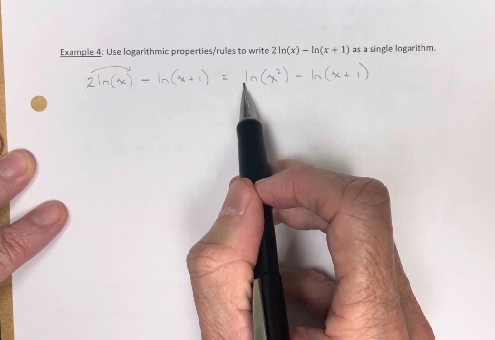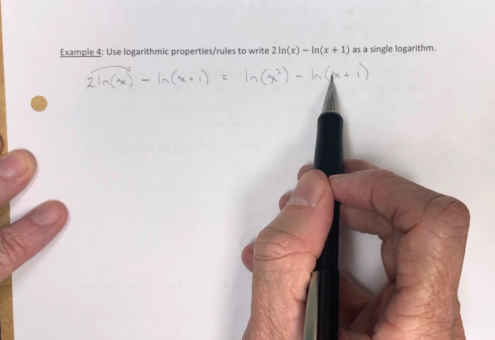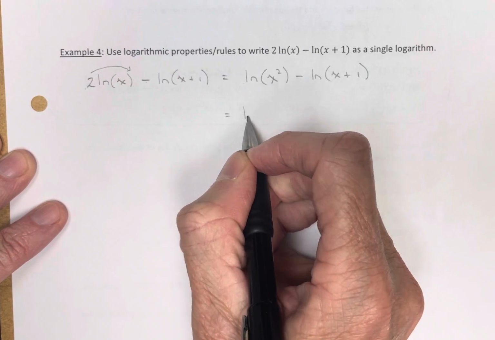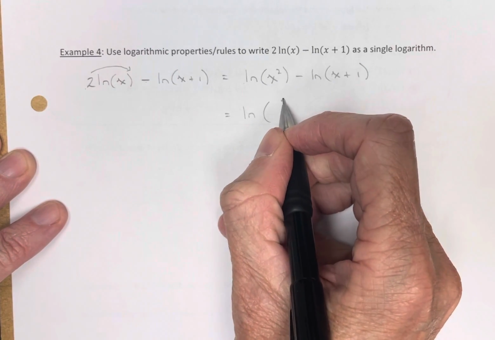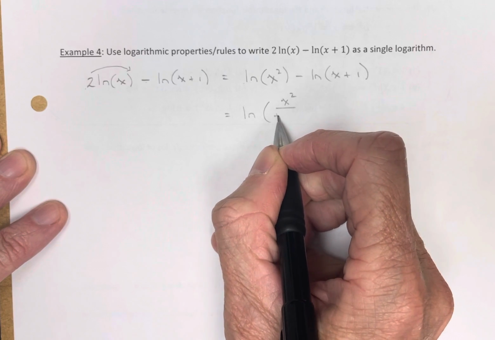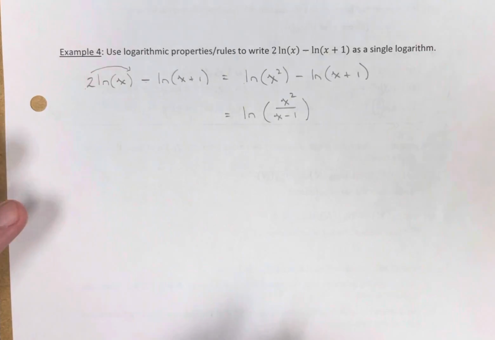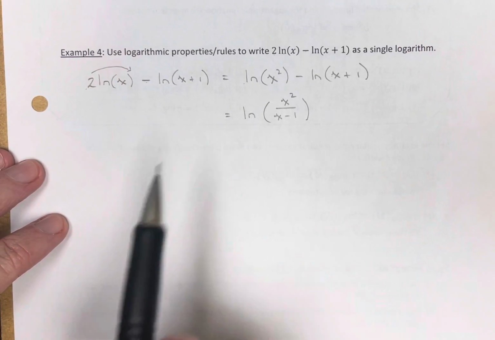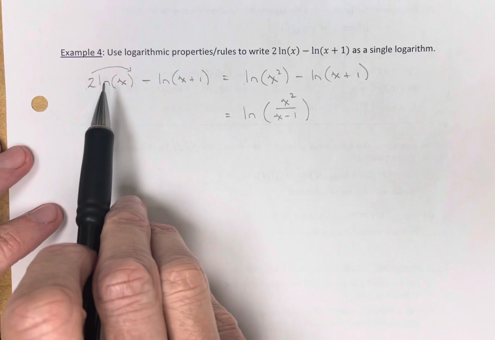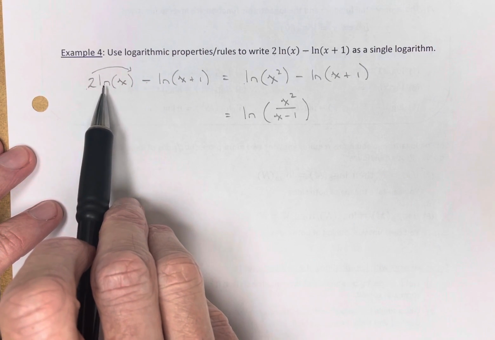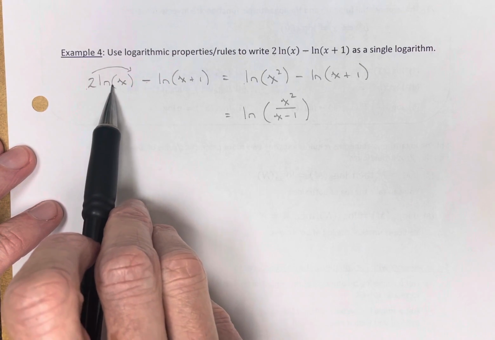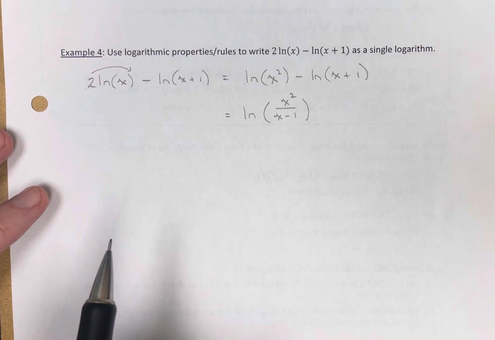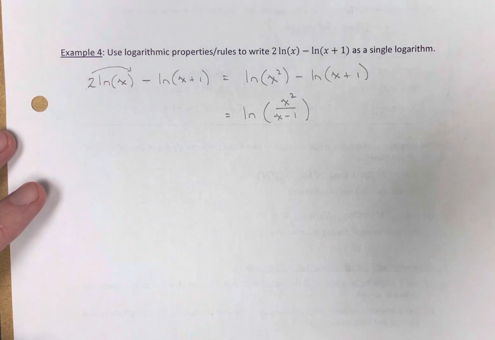Now I have a natural log minus a natural log, and I can use the quotient property, which means this is the natural log of x squared divided by x plus 1, and that's as simple as it gets. There's no more simplification that can go on with this. It is a single logarithm. As a reminder, the ln is the log with a base of e, so we know there's an e base in all of these. That's using your properties to expand and condense logarithmic expressions.